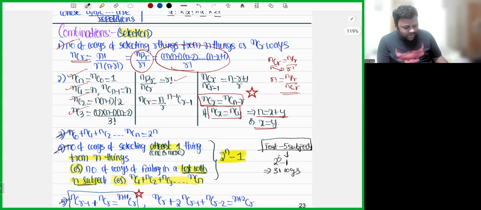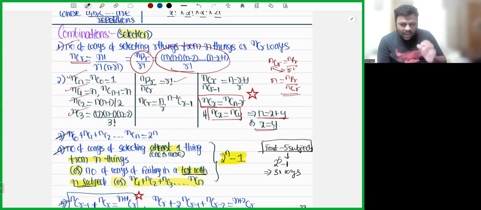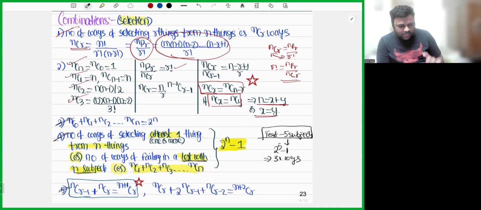So, if you see, my dear friends, the number of ways of selecting R things from N things, how will you do? You'll do in NCR ways. How will you calculate NCR? N multiplied backwards R times divided by R factorial. Then we have seen a few important properties. NCN is 1, NC1 is N, NCN minus 1 is also N. We have seen NC2, we have seen NC3, we have seen NPR by NCR.